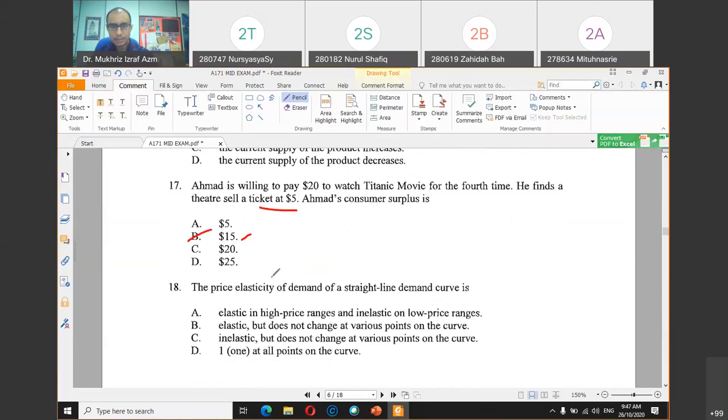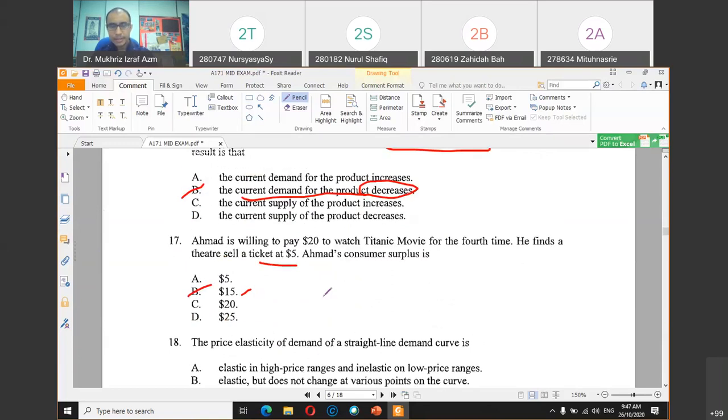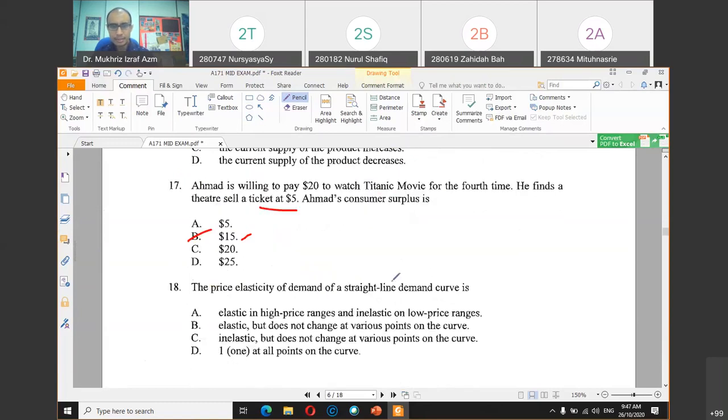Maybe one last question. Oh, this one is on elasticity of demand. Okay, never mind. Question 18 has to do with the next chapter. So we're going to continue on the elasticity of demand next Thursday, topic number 4.